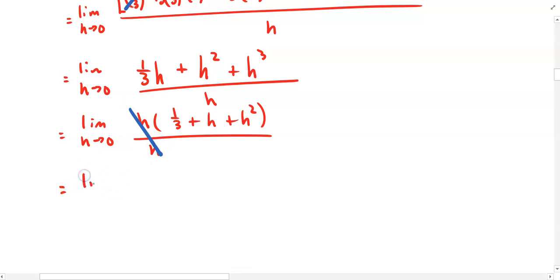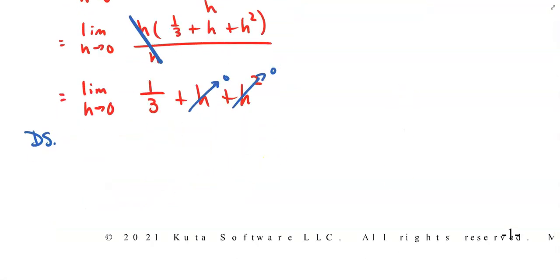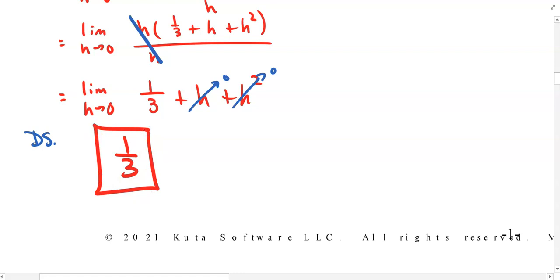And finally, we can state that the original problem's limit is equivalent to the limit as h approaches 0 of simply 1/3 plus h squared. Now we can perform direct substitution, and as we do so, this expression approaches 0, this one approaches 0 as well, and I think we can claim that the limit of the original expression is quite simply just 1/3.